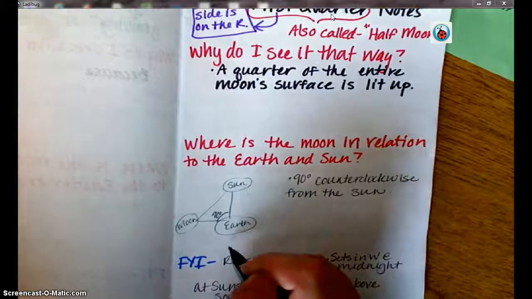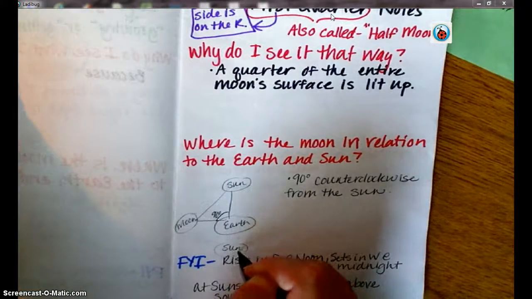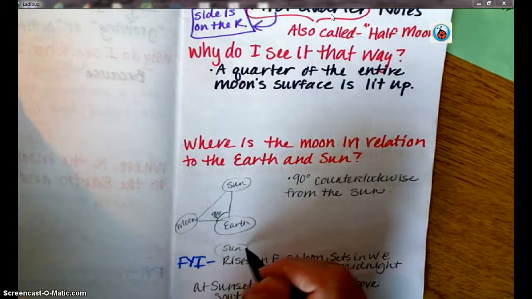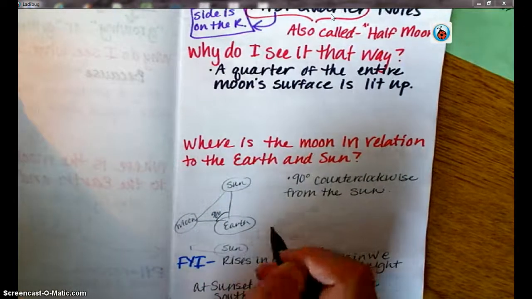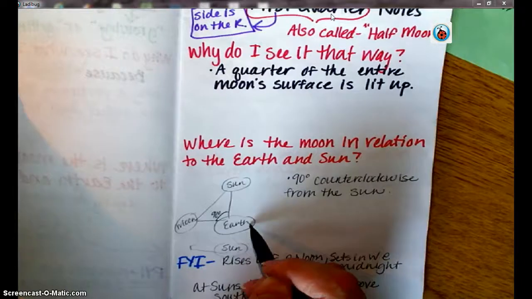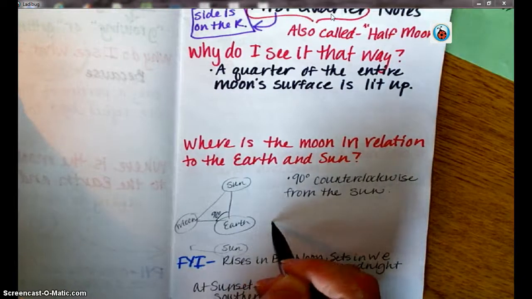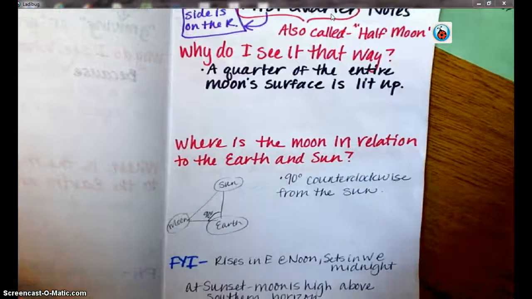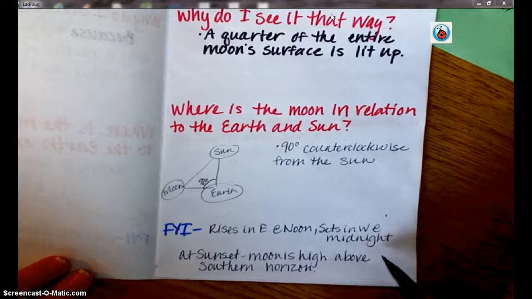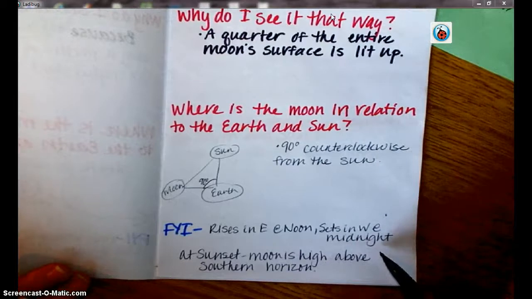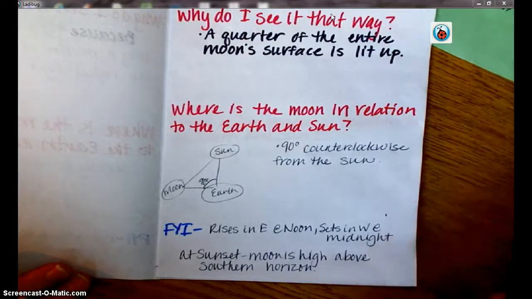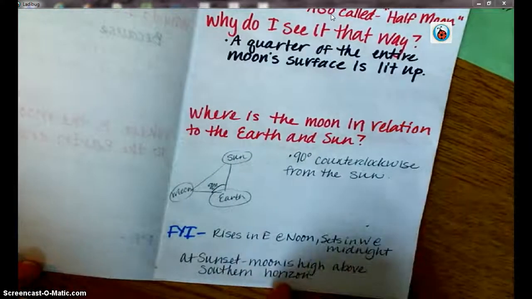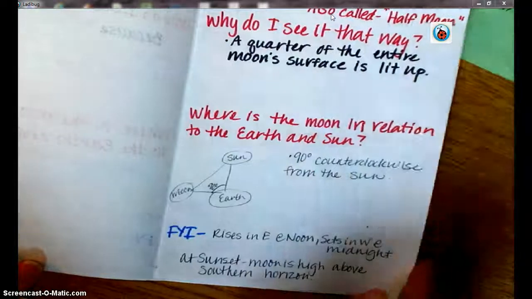Let's say the sun is down here. If the sun is here, it's going to be 90 degrees counterclockwise, which means, okay, clockwise is this way, counterclockwise would be this way. So if the sun is here and the earth is here, your moon is going to be on this side. Again, you have to pay attention to where the sun is in your picture. Some FYI stuff here: it rises in the east at noon, sets at midnight, and at sunset, the moon is going to be high above the southern horizon. Horizon means where the land and the sky kind of meet.